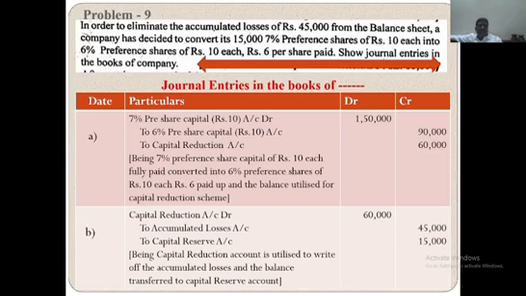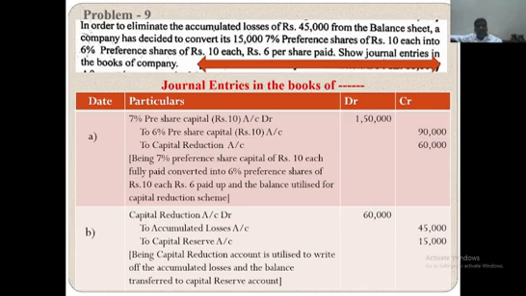In order to eliminate the accumulated losses of rupees 45,000 from the balance sheet, a company has decided to convert its 15,000 7% preference shares of rupees 10 each into 6% preference shares of rupees 10 each, 6 rupees paid up. So what is the necessary journal entry in the books of the company? How much loss did they get during the previous year? 45,000 rupees, that means accumulated losses 45,000.